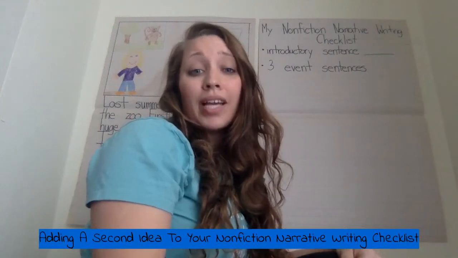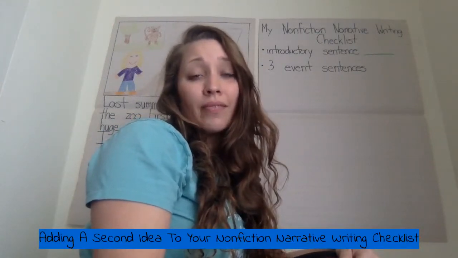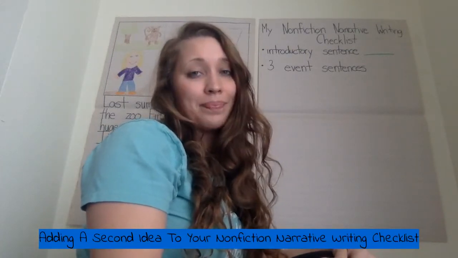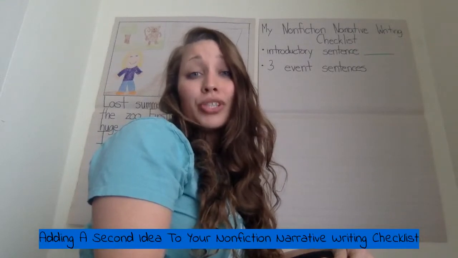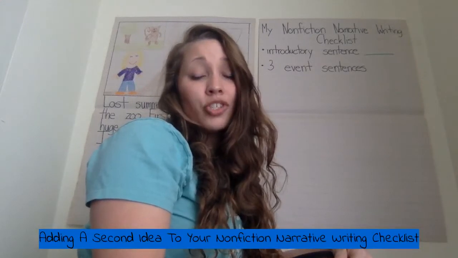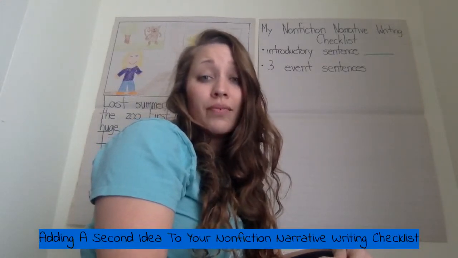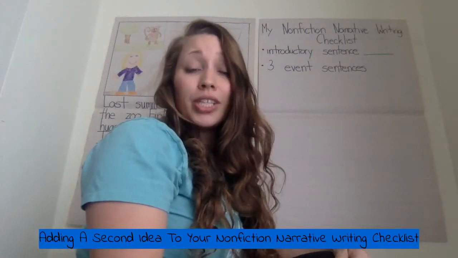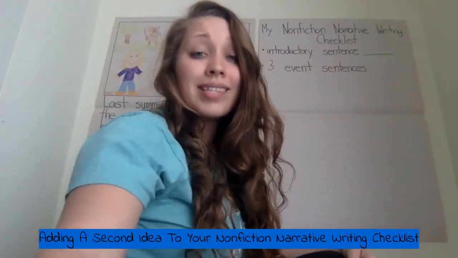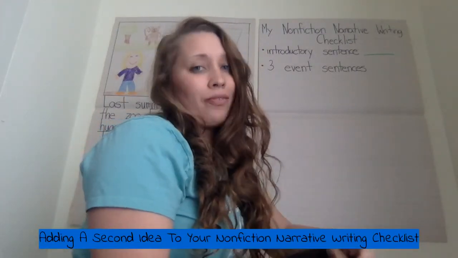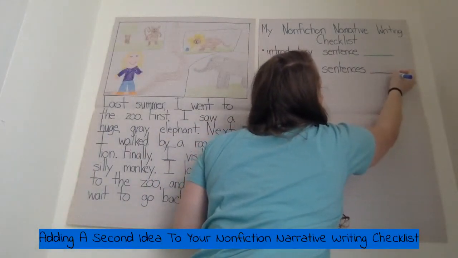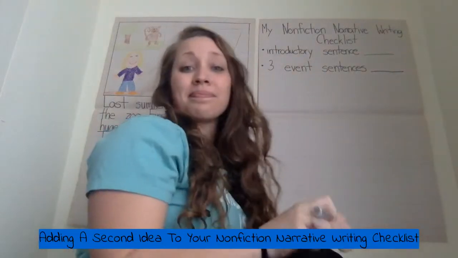Now, I am going to pick a new symbol that I can use to identify my 3 event sentences in my nonfiction narrative from beginning to end. I am going to choose to use a blue underline. That means when I'm using my nonfiction narrative writing checklist to revise and edit my own nonfiction narrative, I will underline all 3 of them in blue to help me identify that I included them. To help me remember that, this is how I'm going to add that symbol to my nonfiction narrative writing checklist. There's my blue underline.